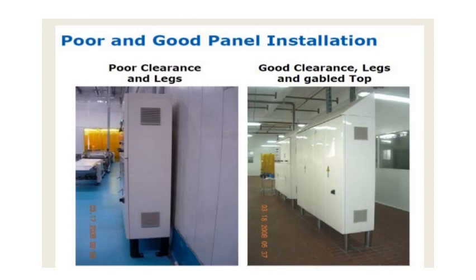Here again, we can see the hygienic or sanitary design in the dairy plant. You can see the poor and good panel installation. In the left side, we can see the poor clearance and legs, whereas in the right side, we can see good clearance, legs and gable top. So this makes a lot of difference in the hygiene and sanitation of the plant.